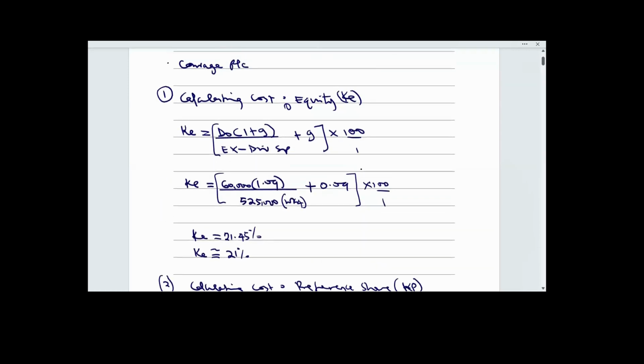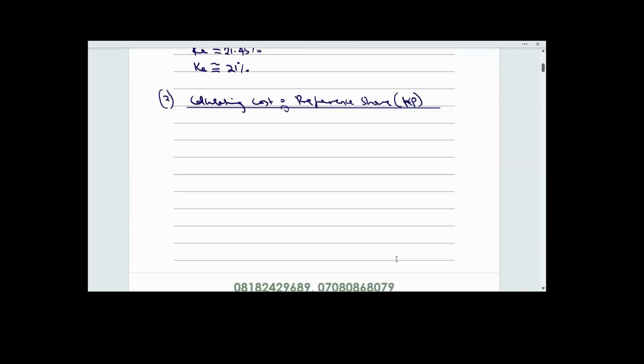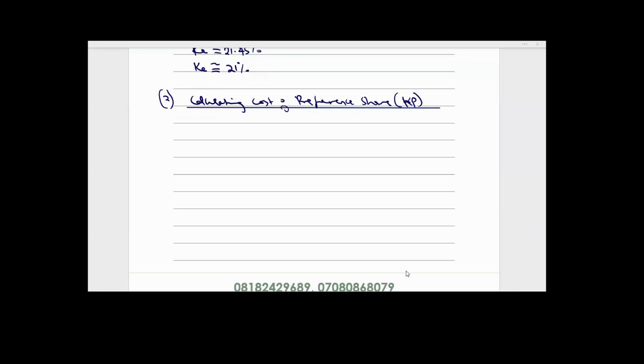According to the question, I told you when I was explaining the concepts, preference share will be redeemable if and only if the redemption date or maturity date is given to you. For the preference share, we are not given the maturity date. Therefore, it is assumed to be irredeemable preference share.